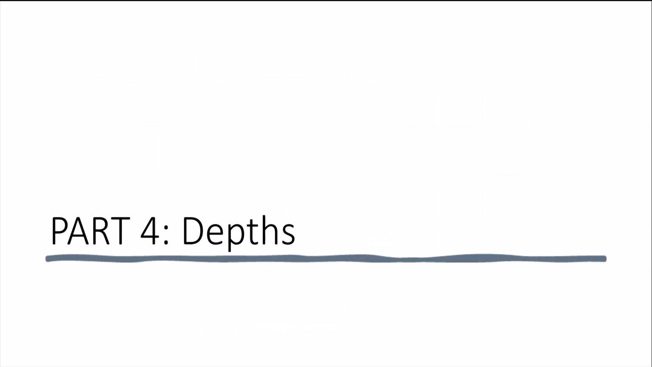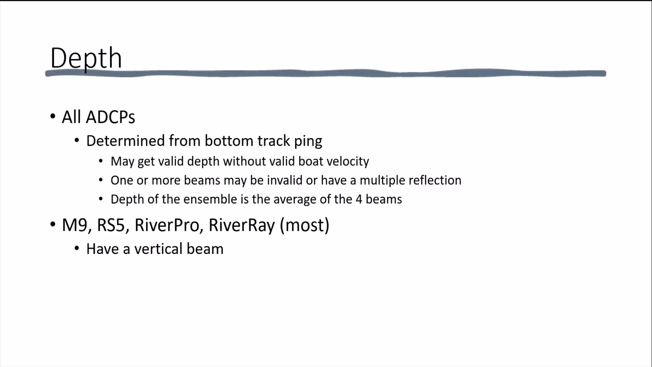In addition to measuring water and boat velocity, the ADCPs also measure depth. All of the ADCPs determine the depth from the bottom tracking ping. It is possible that the ADCPs measure a valid depth without measuring a valid boat velocity. It is also possible that one or more of the beams may be invalid or have a multiple reflection. The depth of the ensemble is often taken as the average of 4 beams.